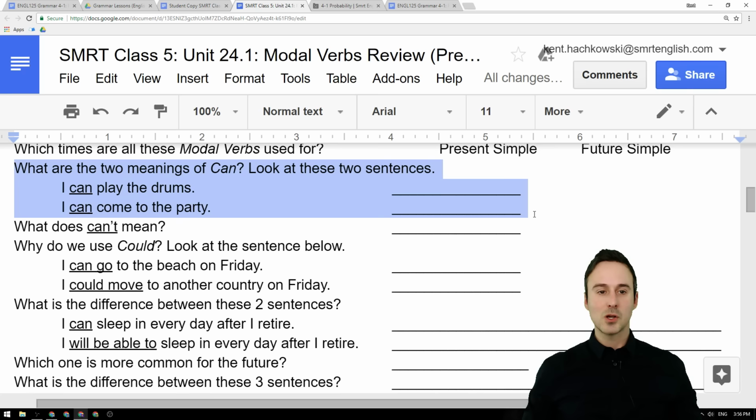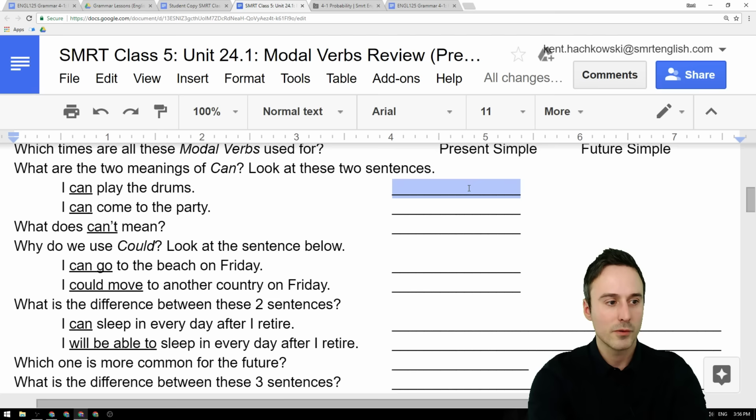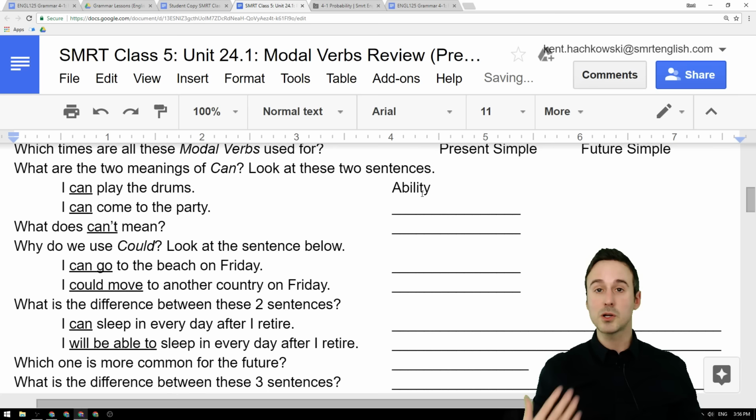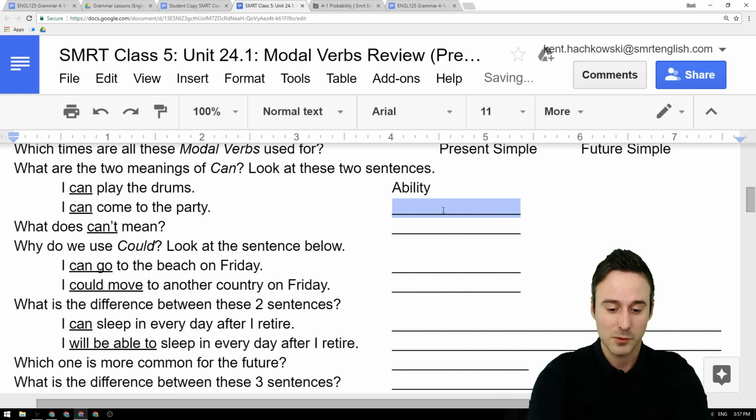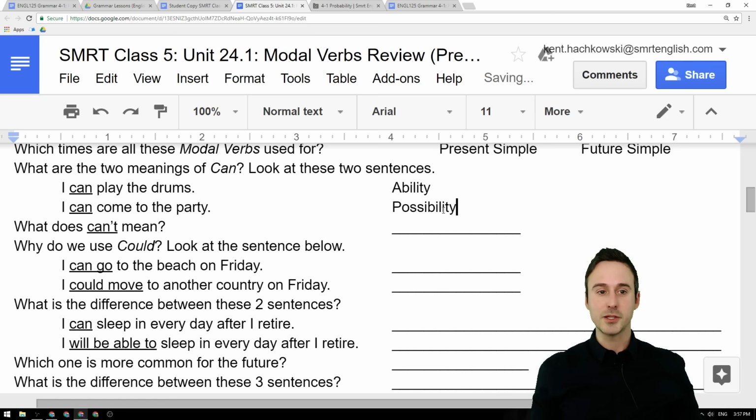Okay, so which one is the ability? I can play the drums and I can come to the party. Well, the first one is definitely the ability, right? I can play the drums, which is great. So ability, what can you do? Your capability, like a skill, right? I can play the piano, I can whistle, whatever. All right, and the other one is possibility. Okay, so of course you can come to the party. You have the ability to come to the party, but is it possible for you to come to the party?